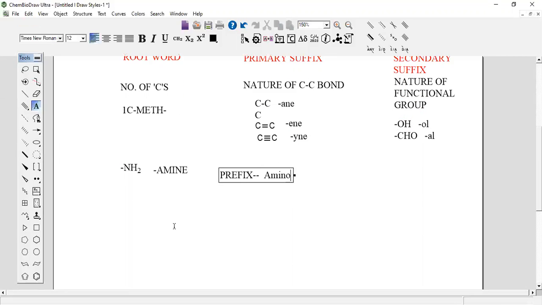Now let us see. Suppose CH3NH2 is there. Then what may be the name of this compound? Aminomethane.